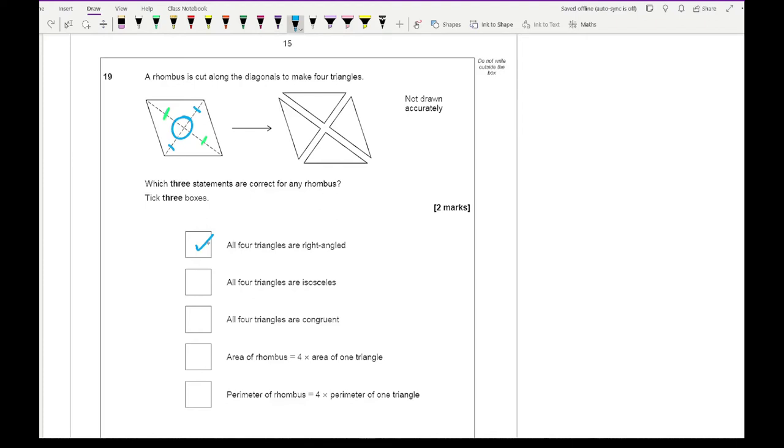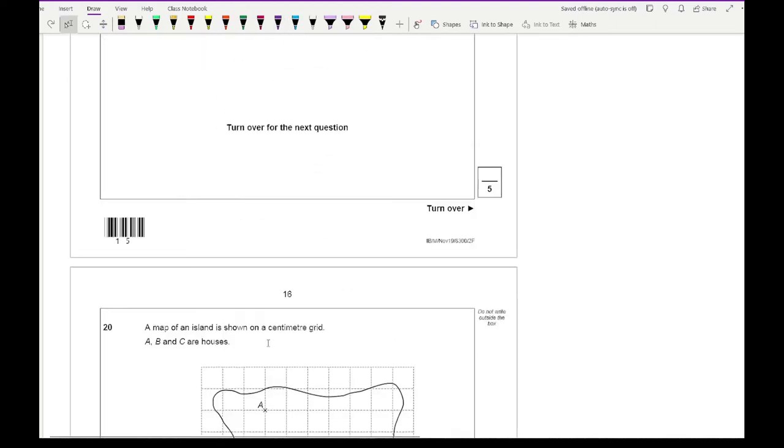All 4 triangles are congruent, which basically means they are the same, and that is true. And the area of the rhombus is equal to 4 lots the area of 1 triangle. That's definitely going to be true. And obviously the last one is incorrect. So I've already ticked 3 boxes.